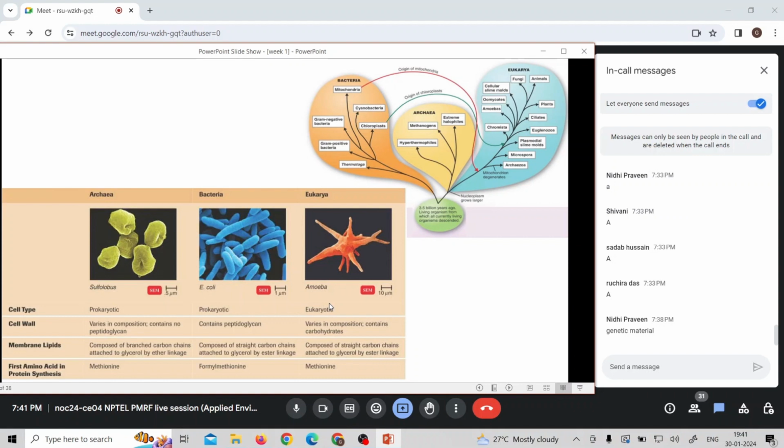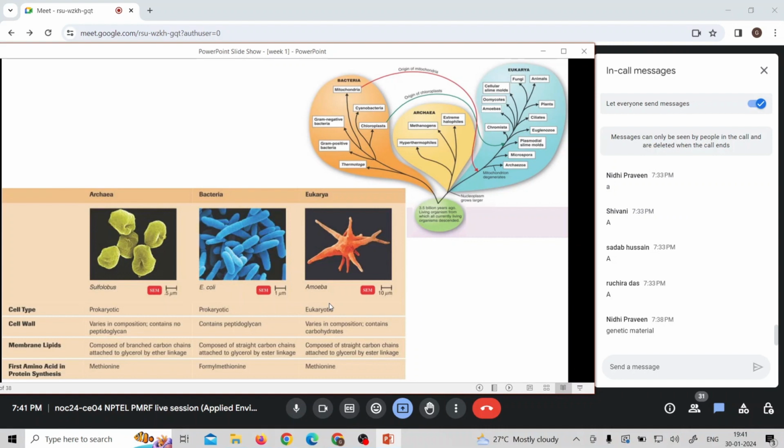As discussed in the lecture, you all know that the archaeal membranes usually have ether linkage, whereas the bacteria have the ester linkage in their membrane. And also one more key difference is that the bacteria usually have formyl methionine as the first amino acid during the protein synthesis.